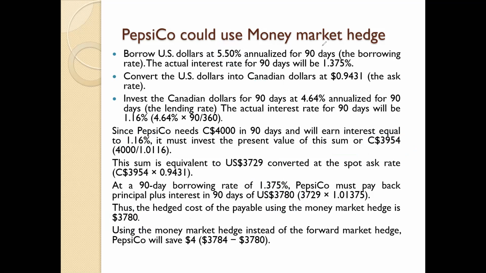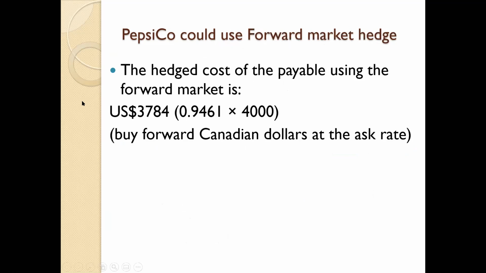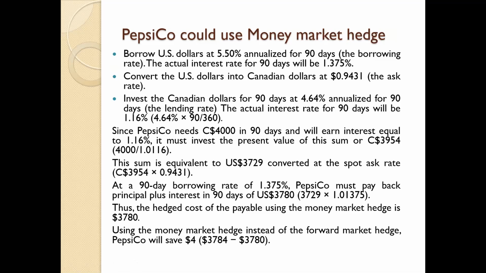Right? Now allow me to go back to our previous example, the previous calculation of the hedging cost of the forward market transaction. What are we getting? The total hedging cost of the forward market transaction is US dollar 3,784. What does that mean? If we are going to make that transaction by using a hedging contract, that trader has to pay US dollar 3,784.